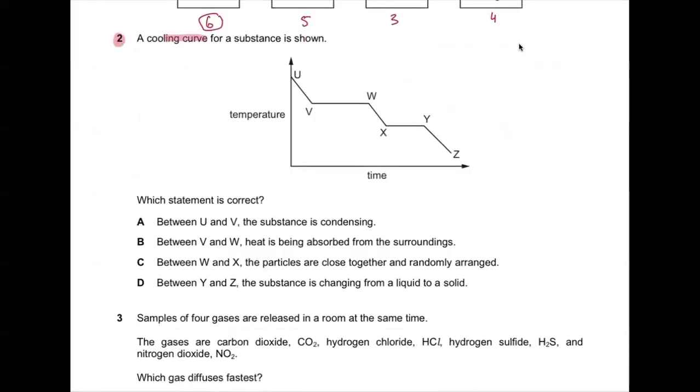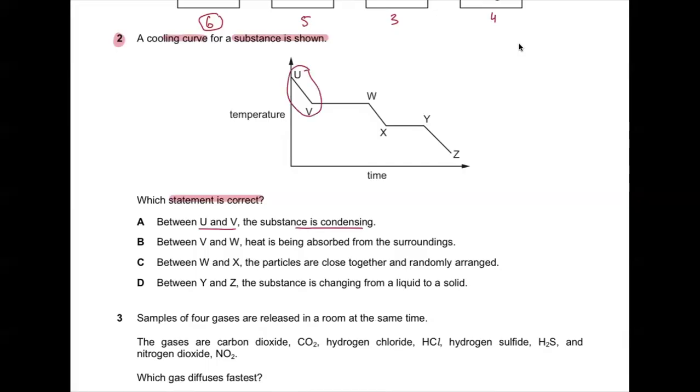Okay. Now, MCQ number 2. A cooling curve for a substance is shown. Which statement is correct? So statement A, between U and V, the substance is condensing. If we see between U and V, we are cooling the temperature. No, I don't think so, because see, we are getting the drops.